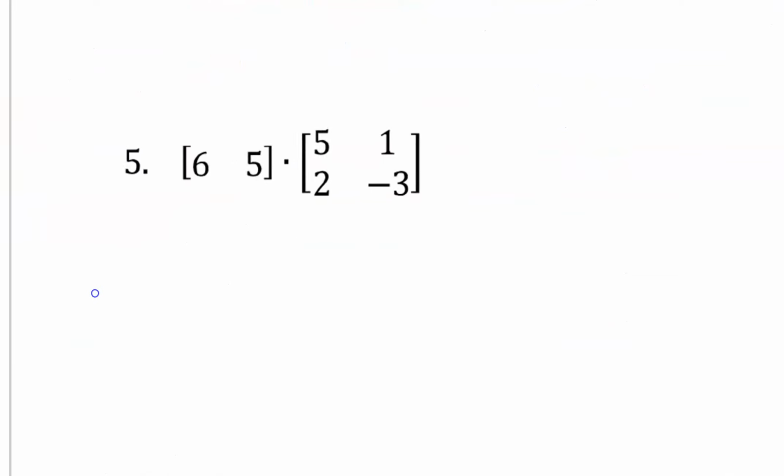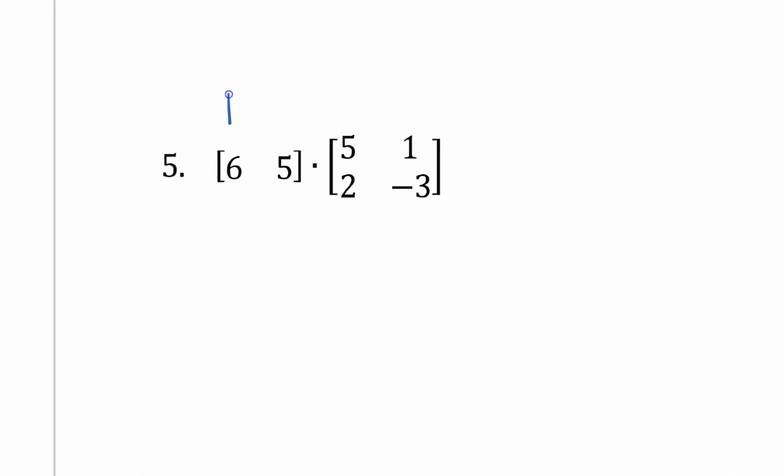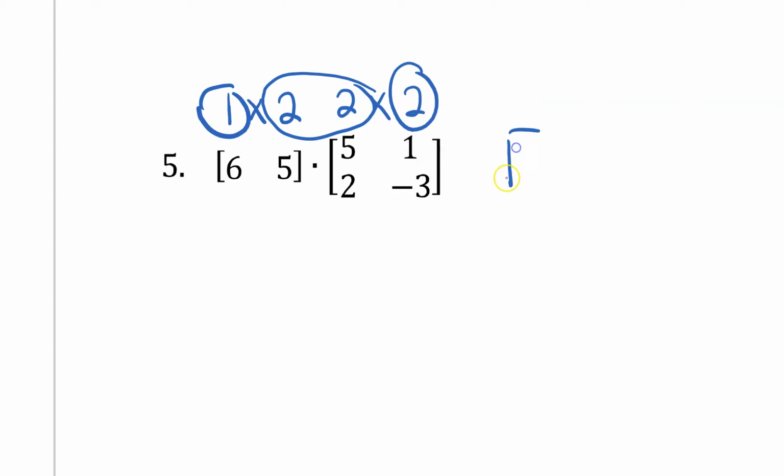So here, you want to be really careful. This is a 1 row by 2 column matrix, and this is a 2 row by 2 column matrix. So we can multiply those together, even though the dimensions look a little weird. Our answer is going to be a 1 row by 2 column matrix. So it's this by this. So I'll put my work there and then my answer here.